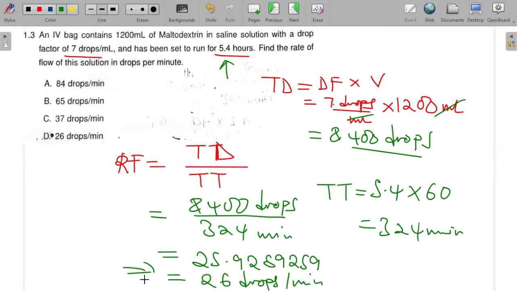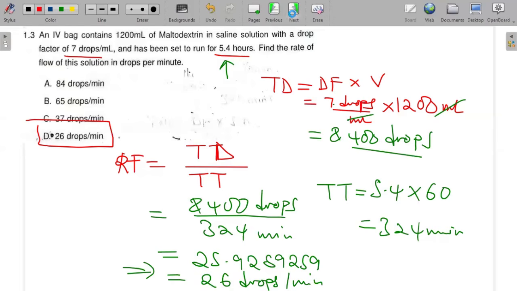So you go to your answers, you check where you have the 26 drops per minute. We see that it's going to be on option D there. Okay, so option D, that will be the answer there, 26 drops per minute, according to our calculation. So if you have any questions, please feel free to ask.